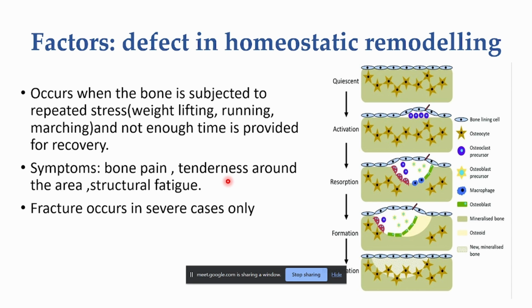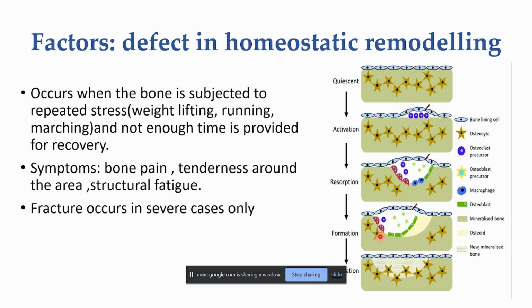Defect in homeostatic remodeling of the bone. It occurs when the bone is subjected to repeated stress. It occurs in individuals who perform repeated weightlifting, running, or marching, and after the strenuous activity, enough time is not provided for recovery. Its symptoms include bone pain, tenderness around the area, and structural fatigue, while fractures can only occur in severe stages.